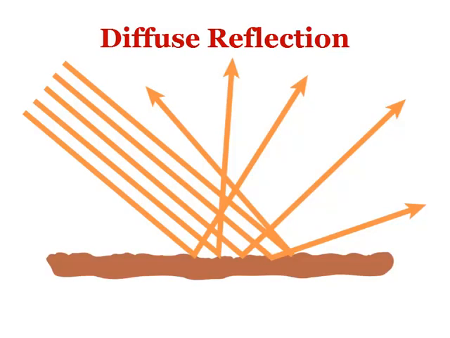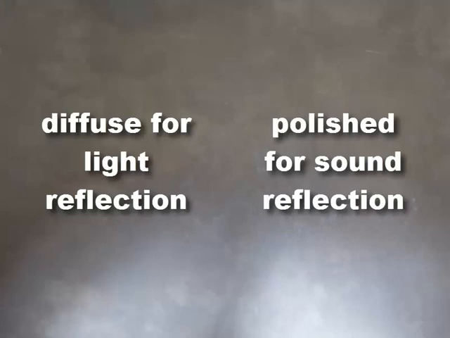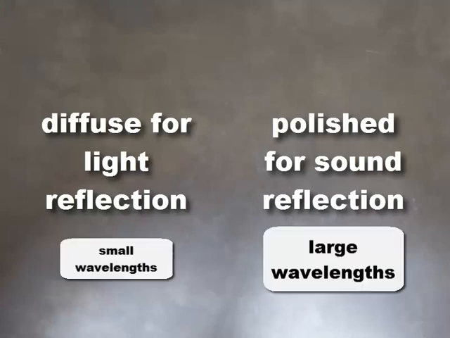Diffuse reflection is the reflection of light from a rough surface. Each incident ray obeys the law of reflection. The different angles that incident light rays encounter at the surface cause reflection in many directions. If the differences in elevations in a surface are small, less than about 1/8 the wavelength of the light, the surface is considered polished.